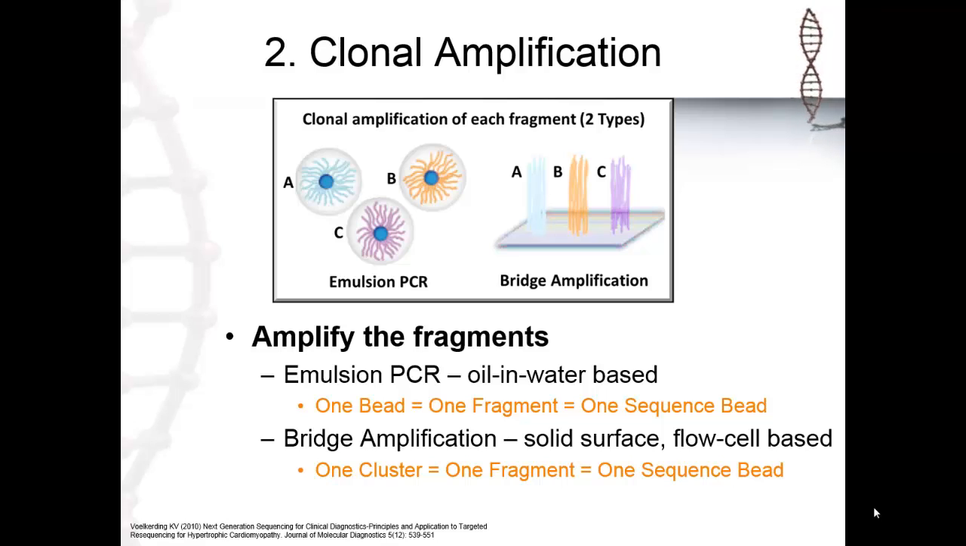Next is clonal amplification, which can be accomplished in two ways. One is by PCR. In emulsion PCR, they use an oil and water-based method, where one emulsion bead is attached to a single DNA fragment, and then the fragment is amplified. Each bead has its own fragment. The other method is bridge amplification, which uses the solid surface flow cell-based method. This creates clusters in which each cluster is made up of many of the same DNA fragment sequence. Each of these amplification methods are discussed in greater detail in other available videos.